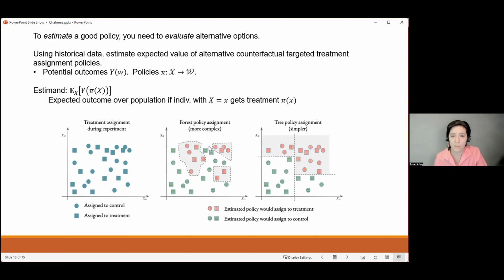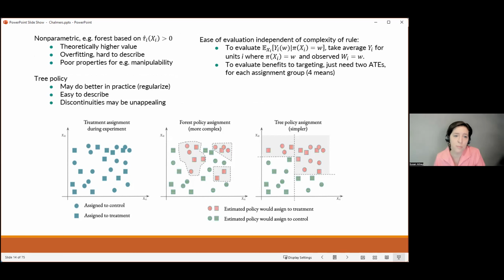And again, we can make non-parametric policies based on non-parametric estimators of treatment effects, or we can use simpler partitions, and in the covariate space that will look like rectangles getting assigned to treatment or control. And in different projects, you can think of the tree policy as a form of regularization, and in some cases that performs better. It's also more interpretable. So basically, that's what we go and do. We do a non-parametric method. We build a forest based on estimated treatment effects. It does have some overfitting problems, but it also allows more flexibility. And then we go and evaluate those things by taking sample average treatment effects.